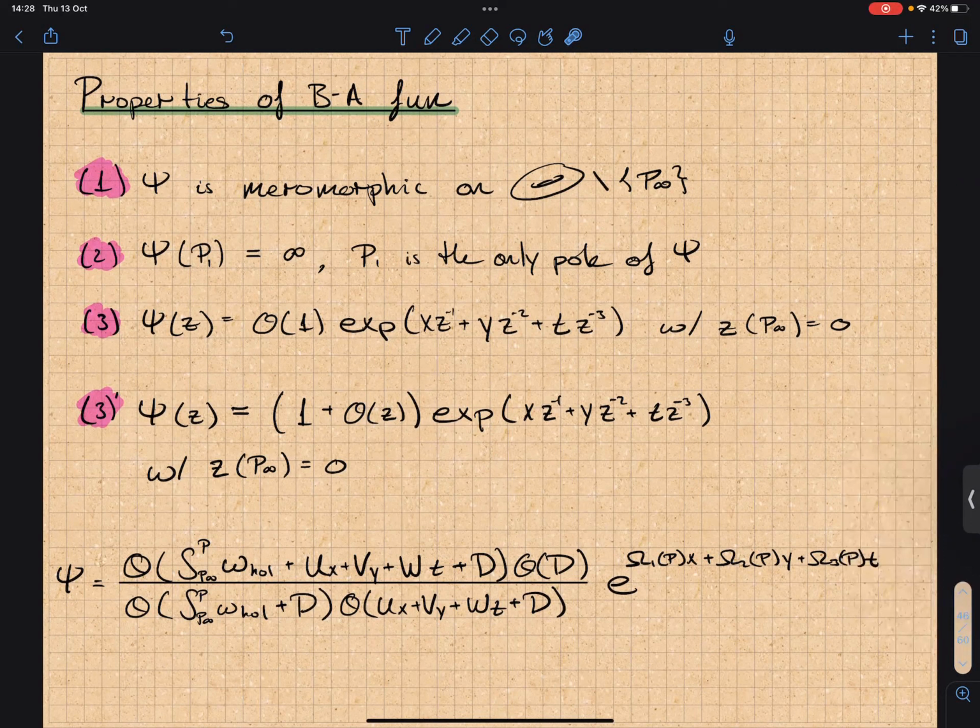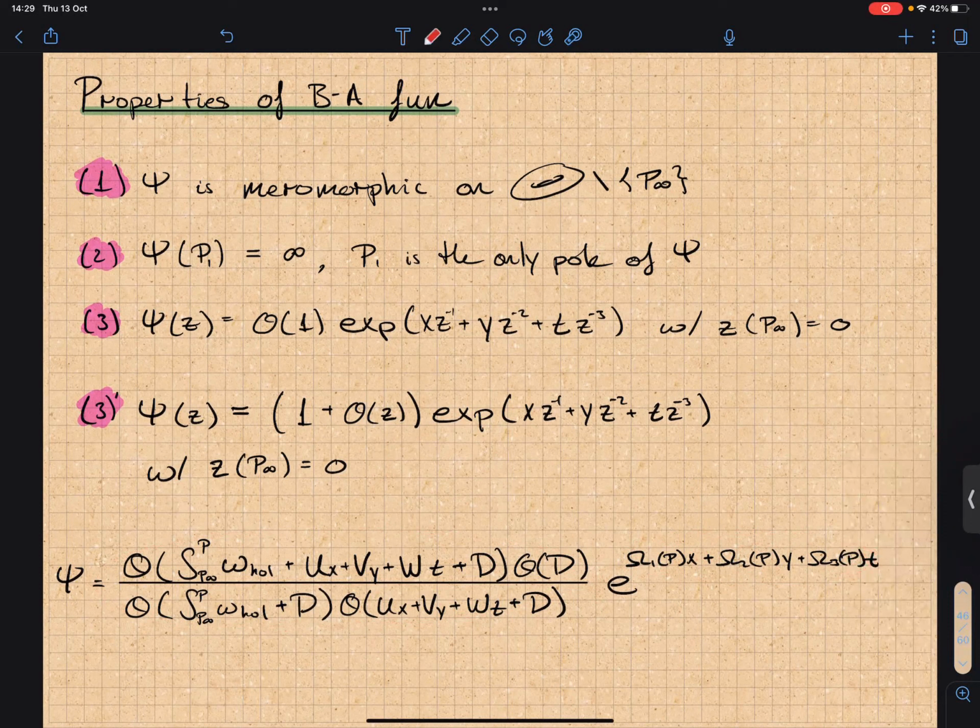The fact that phi is meromorphic, aside from the singularity point, is that this exponential is not going to blow up. We know the behavior of these abelian differentials, and we know that this is only going to be infinity at P infinity. So away from P infinity, these terms are going to be finite. So this is not going to give us an essential singularity. And then these things are just meromorphic functions.